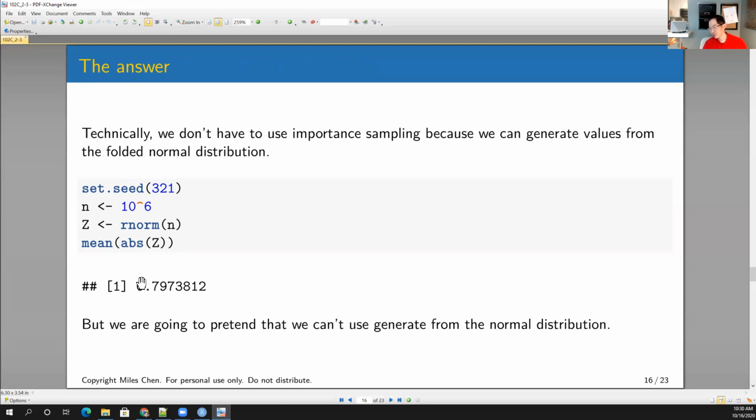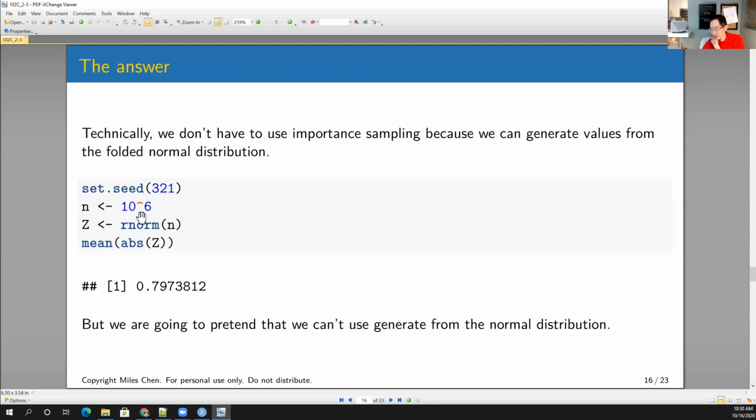And so if you only take positive values of the normal distribution, the mean ends up being something around 0.797. So this is a million values. We just take the absolute value, and we're going to take the mean of these things.